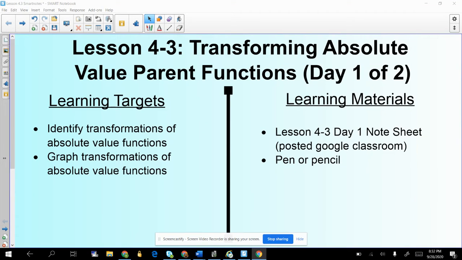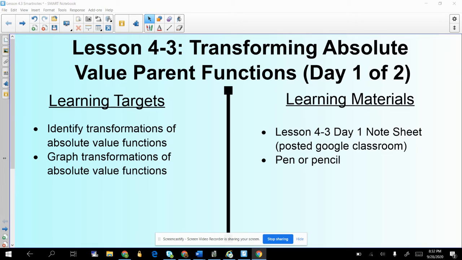Hello, welcome to lesson 4.3, where we are going to be talking about the transformations of absolute value parent functions. This is going to be a kind of a 2-day event here, so let's get started.